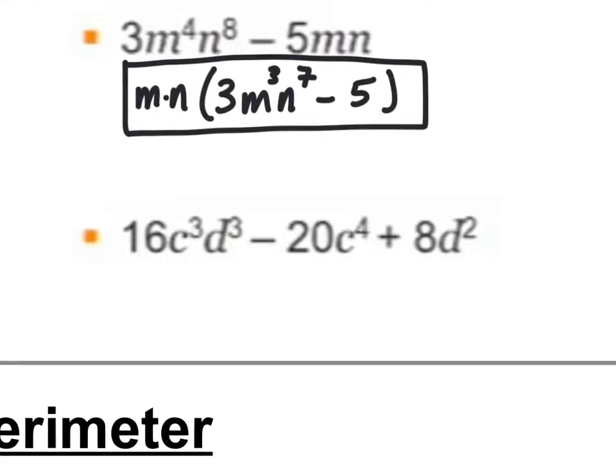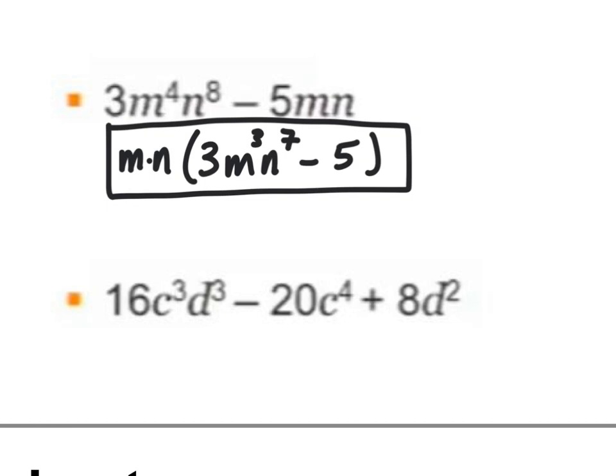Up here, we've got 3 different terms. We've got 16c cubed d cubed minus 20c to the 4th plus 8d squared. Now, what I want you to see here is that in this term I have a c and a d. This term I have a c only, and in this term I have d only. So I can't factor out any variables because I can't factor out a d here, nor can I factor out a c here. So we have to leave it like that.